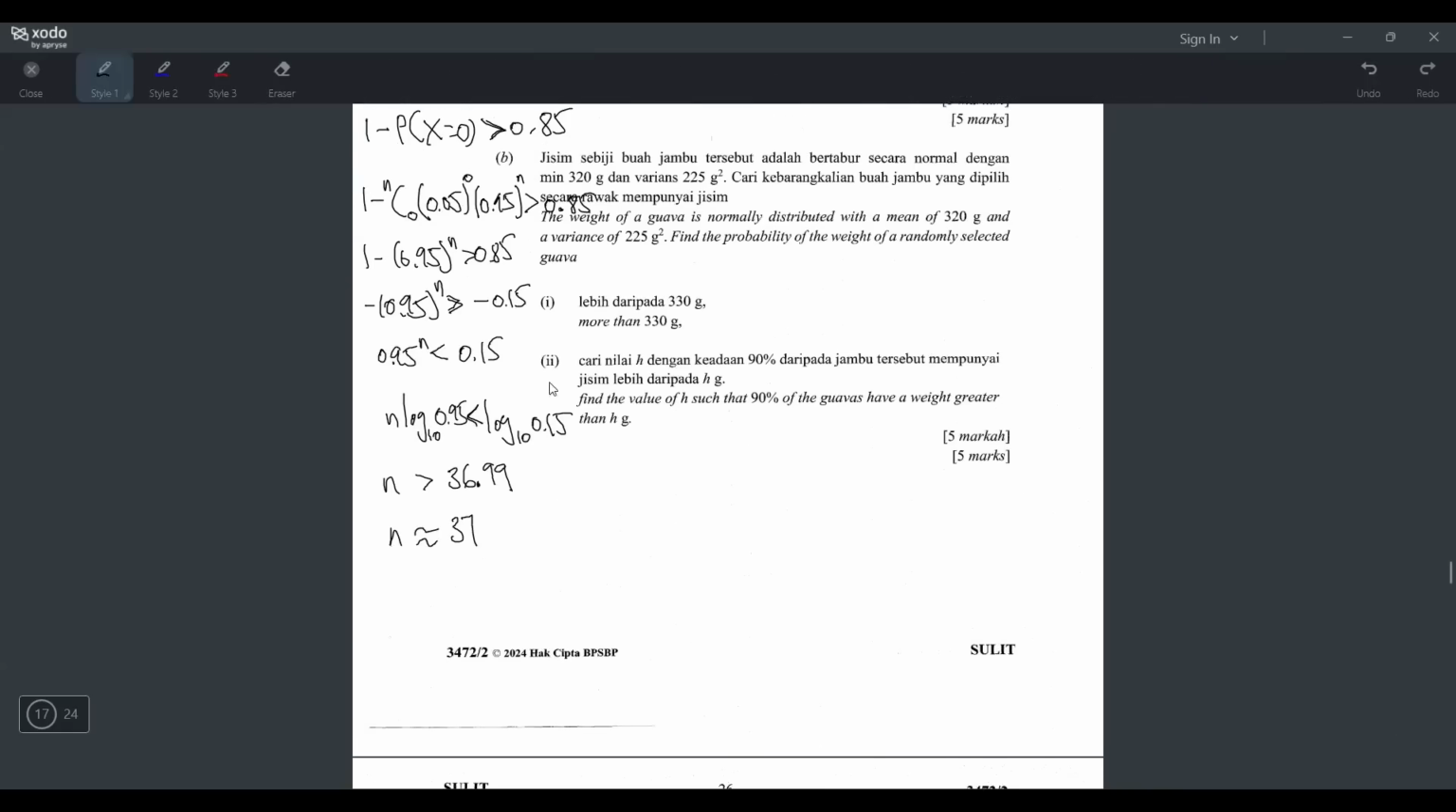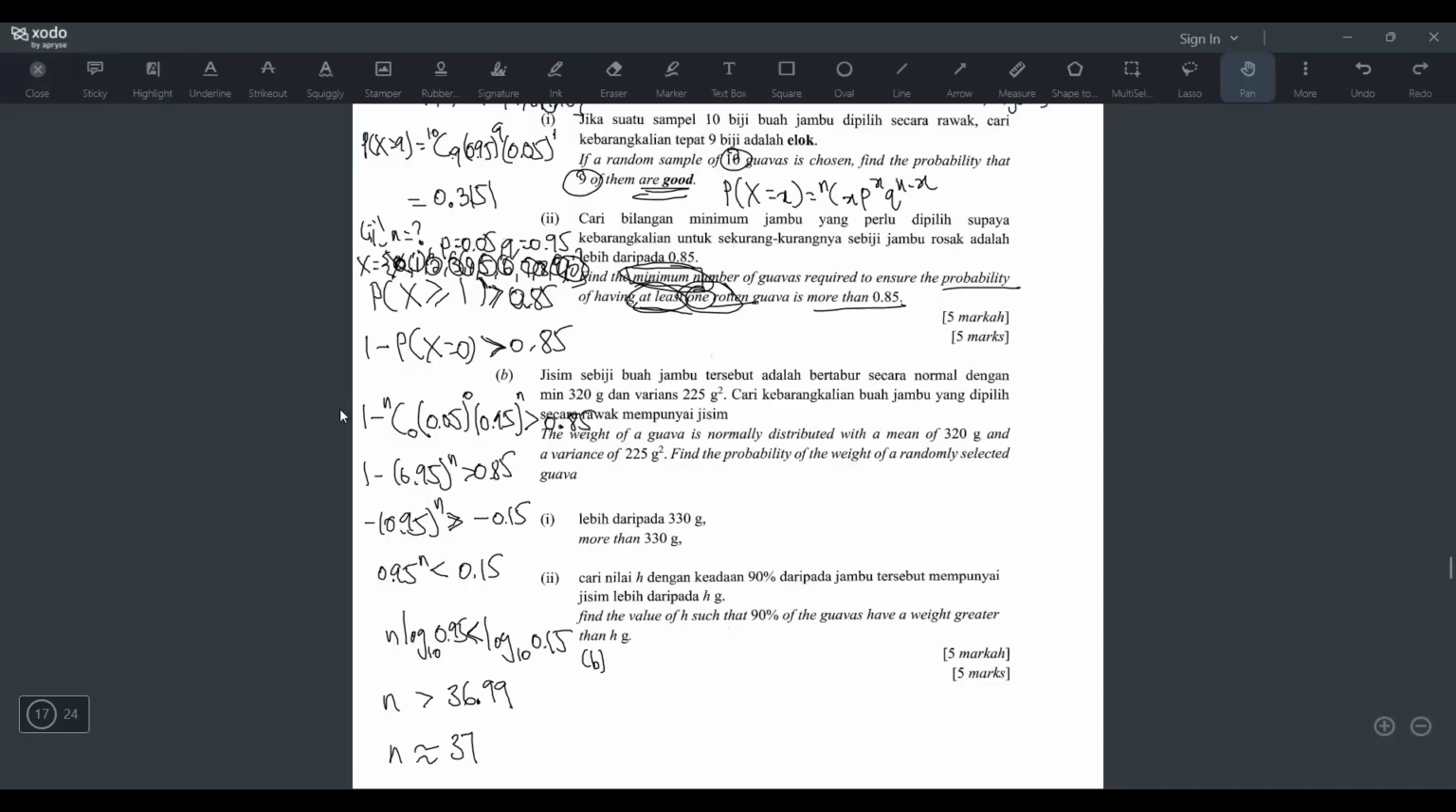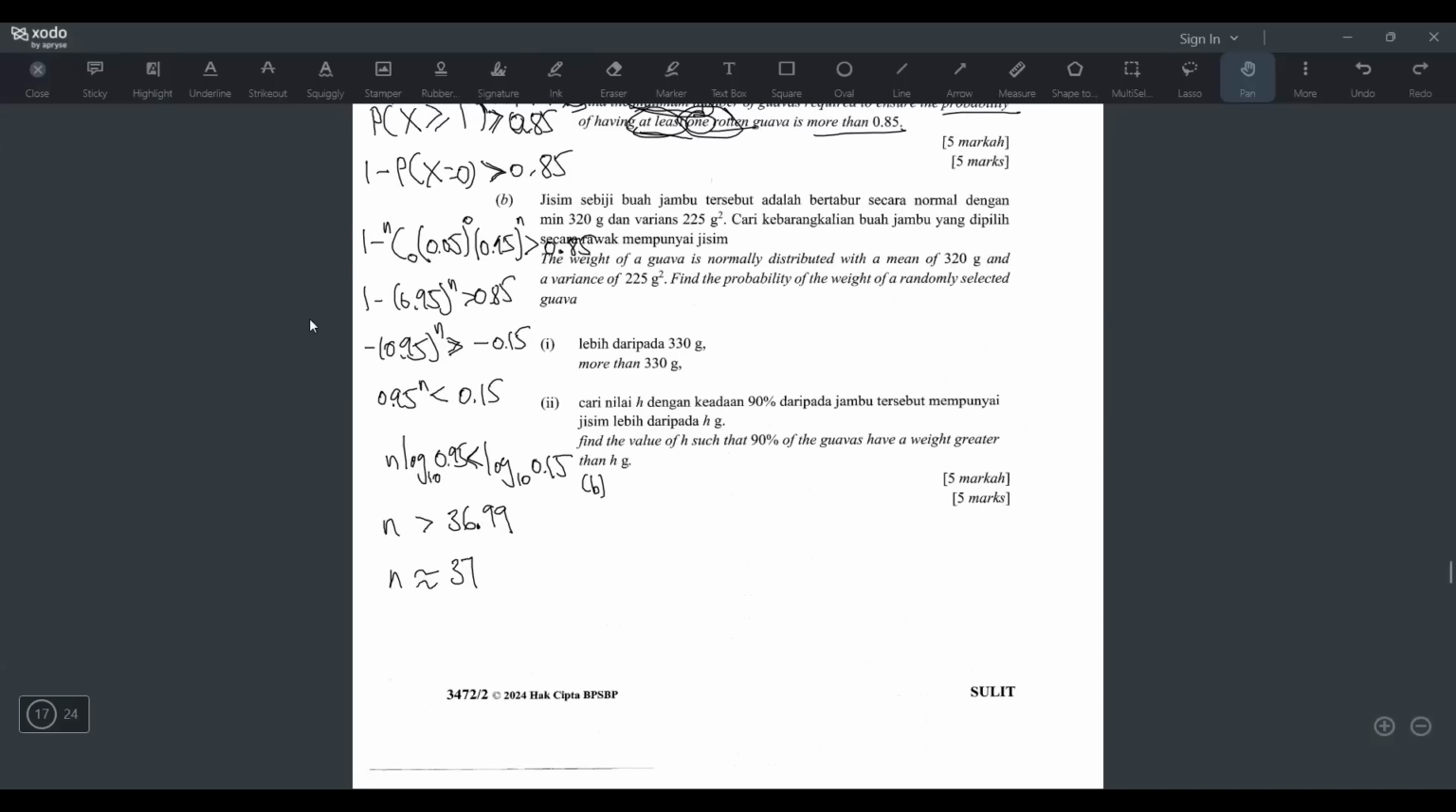Okay, so I finished part A. Now I'll do part B. Okay, part A they ask binomial, right? So part B, high chance they will ask normal distribution. Very high chance is normal. Usually it's like that one. The format memang macam ni. Kalau dia tanya part A 5 markah binomial, then the other 5 marks they will ask normal.